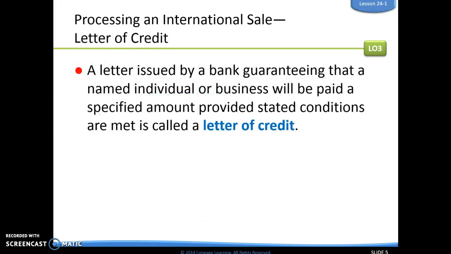The other thing is the letter of credit. The letter of credit is a letter that's issued by a bank guaranteeing that a named individual or a business will be paid a specified amount provided stated conditions are met. So really it's just a letter from the bank saying, yes, this amount will be paid as long as the conditions in the contract are met.